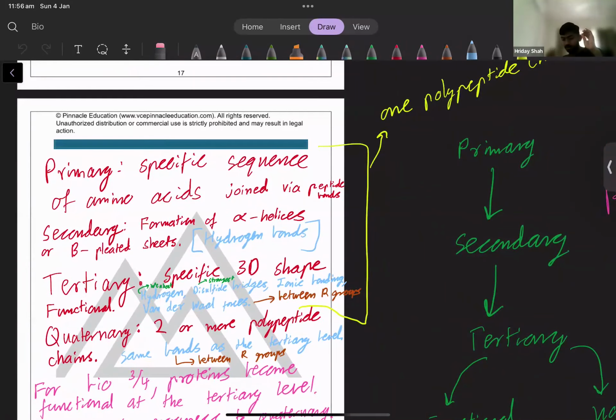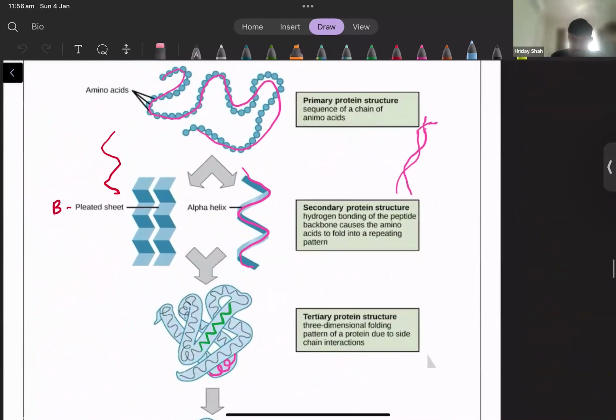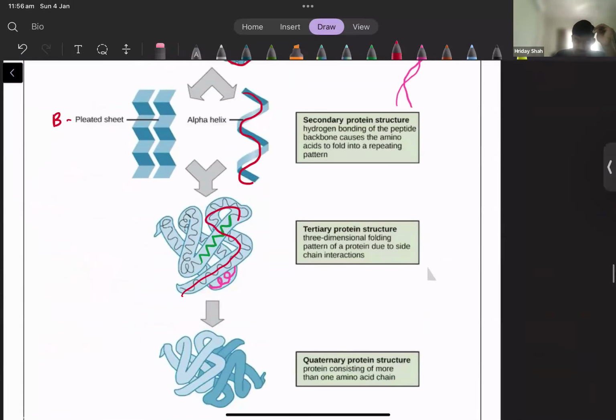So at the tertiary level, you can only have one polypeptide chain, no prosthetic groups. Right. So primary, secondary, and tertiary, but you can have a look at these diagrams. This is all one, right? One polypeptide chain, one polypeptide chain. And if you trace this out all the way, it's still one polypeptide chain.